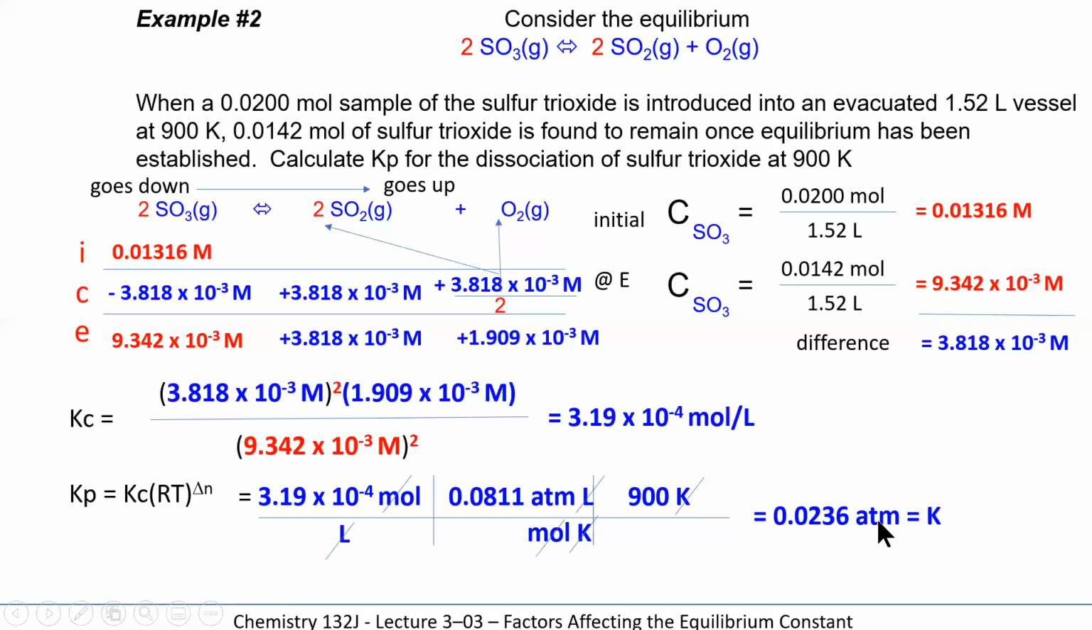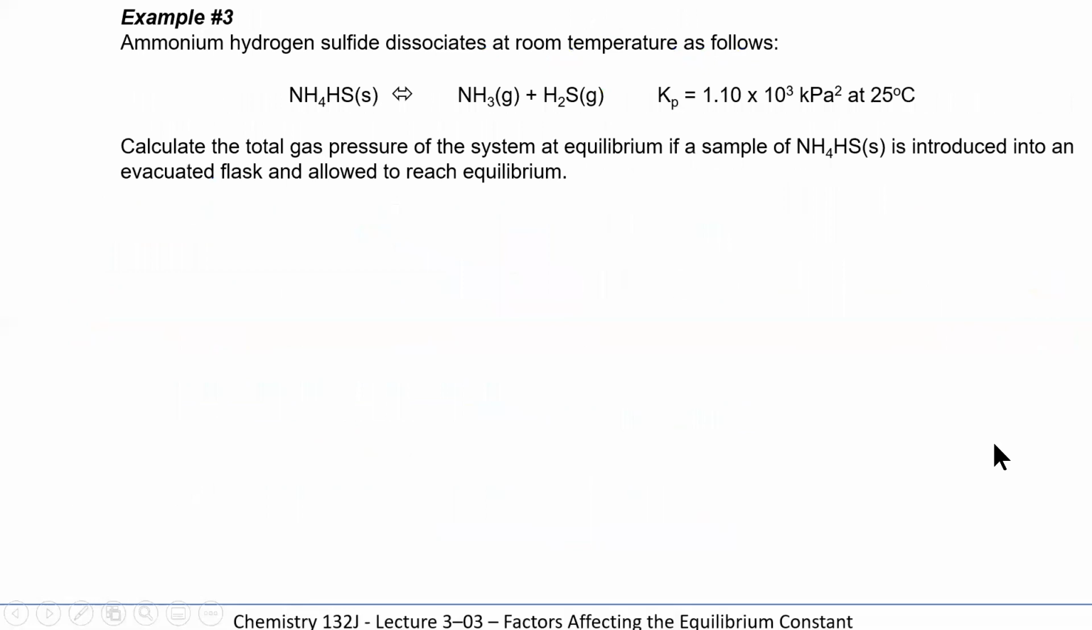Now, another way to know that the unit will be atmospheres is because if we're using partial pressures, it would be atmosphere times atmosphere squared divided by atmosphere squared. Atmosphere squared would cancel, you'd be left with atmospheres.